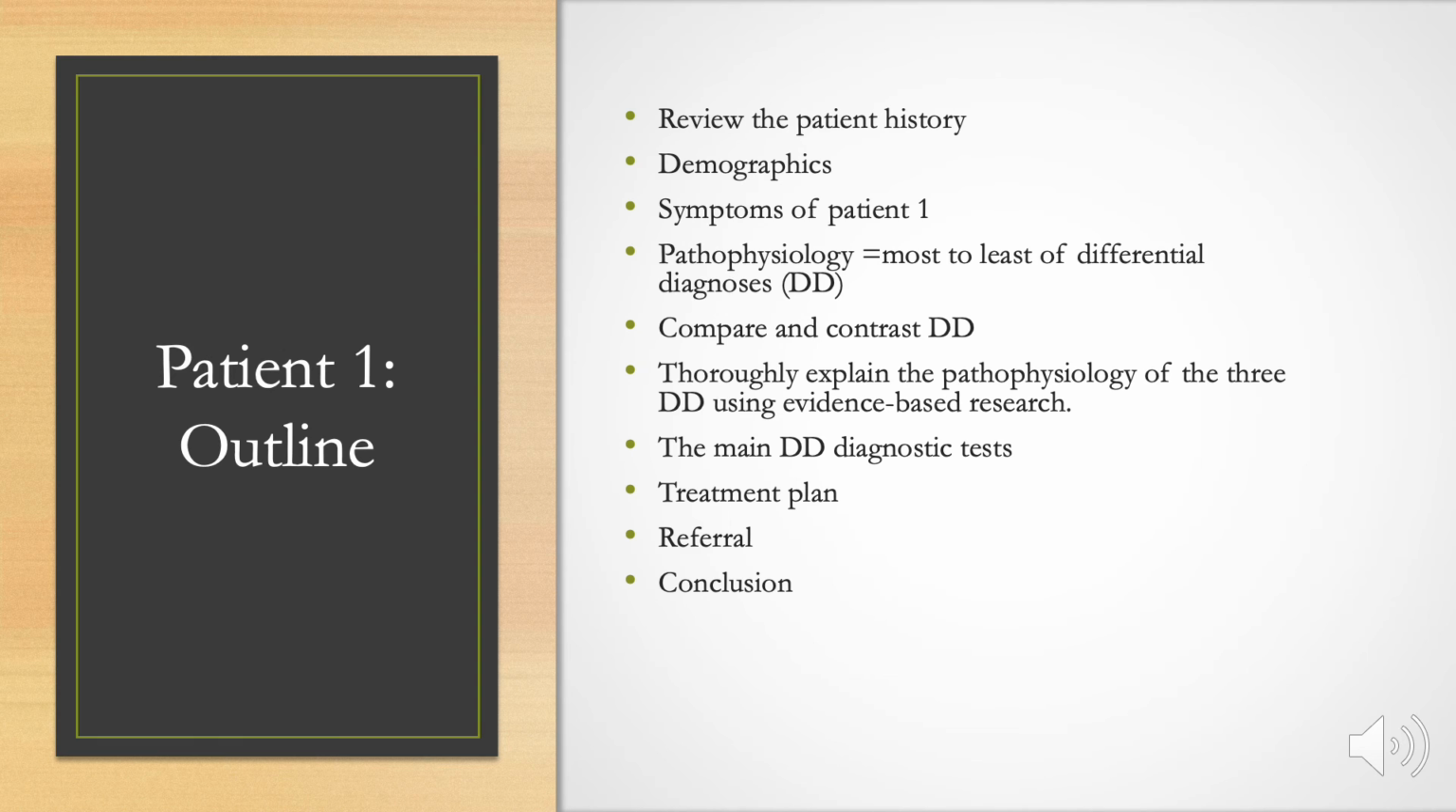Patient 1 outline. Review the patient history, demographics, and symptoms of patient 1, pathophysiology from most to least of the differential diagnoses, compare and contrast differential diagnoses, thoroughly explain the pathophysiology of the 3 differential diagnoses using evidence-based research, the main differential diagnosis, diagnostic test, treatment plan, referral, and conclusion.